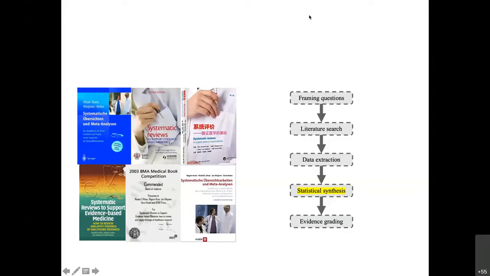Let's see if there are any comments made. How long does a systematic review usually take? There's a question by Maria. Maria, it depends almost entirely on how many studies there are in a systematic review.